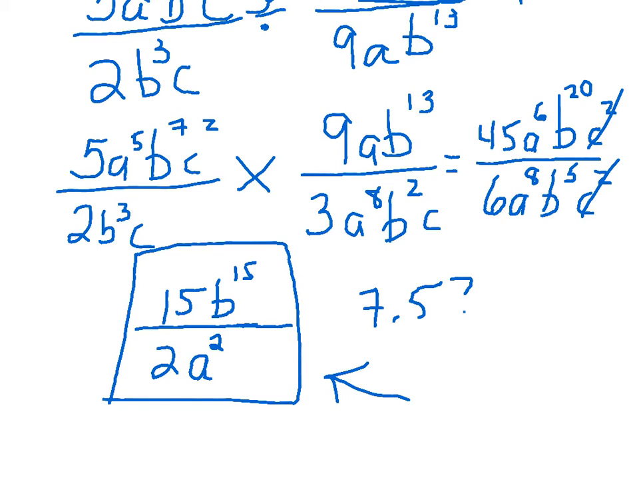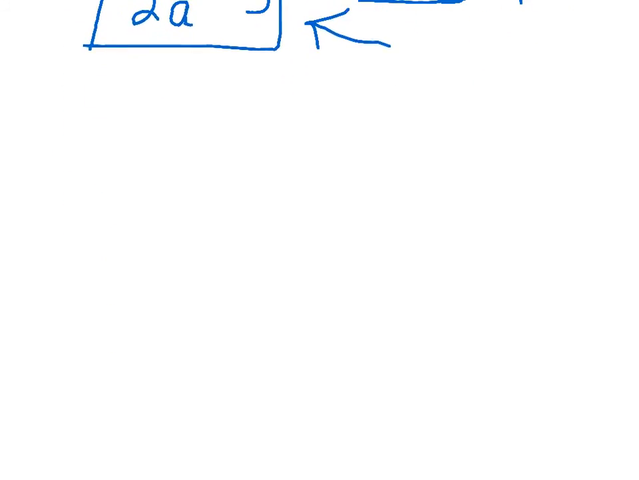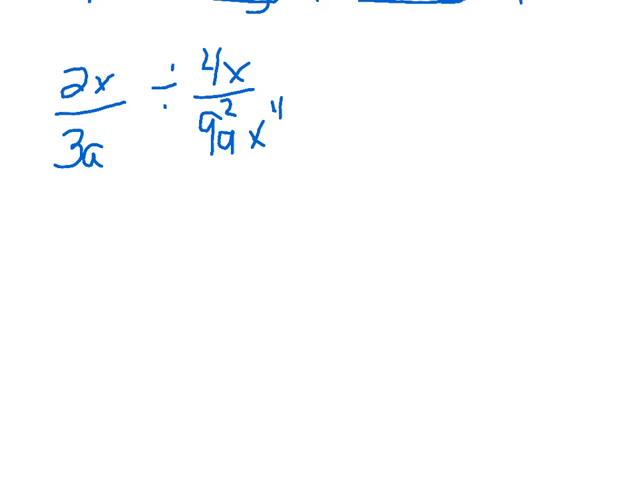Alright, one more final problem. If you haven't done this already, I would hit the pause button, write down the problem, then hit the pause button, work it out in your notebook, and then come back and see if we have the same correct answer. And let's do 2x over 3a divided by 4x over 9a squared x to the 4th.